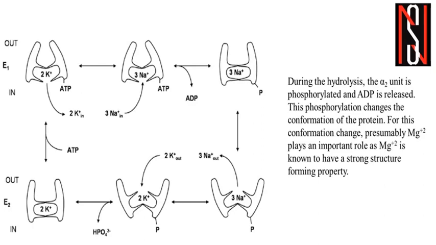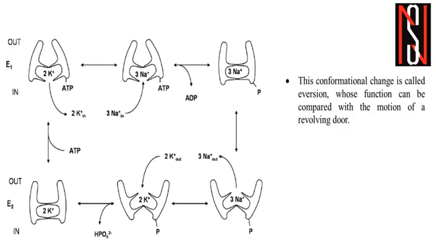For this conformation change, presumably magnesium 2 plus plays an important role, because magnesium 2 plus is known to have a strong structure forming property. We have already said that some kind of conformational change is going on, and that process is called eversion. For this process the phosphate group is very much responsible, because as I have already told you, it is acting as, and functioning as, a revolving door.